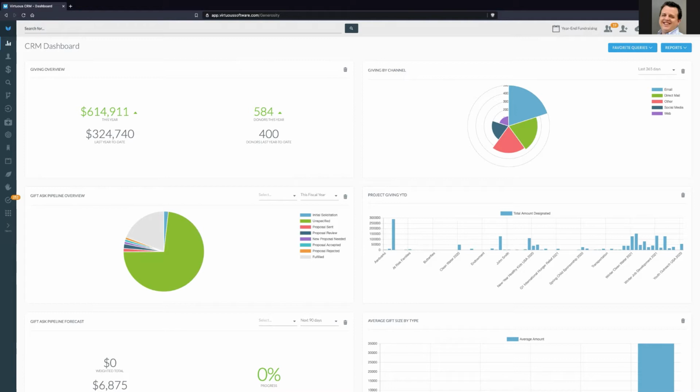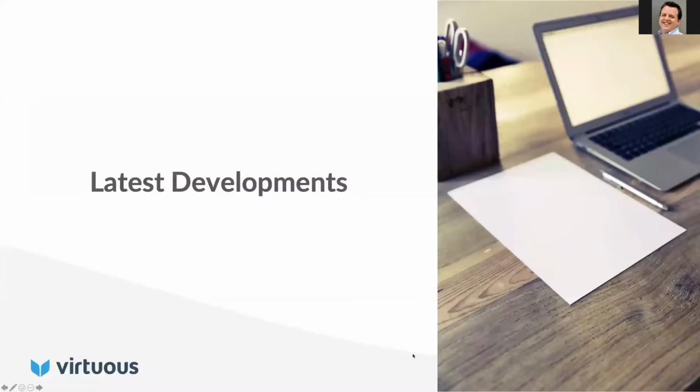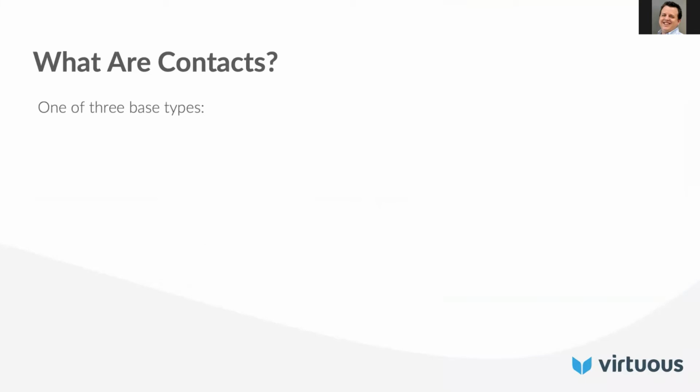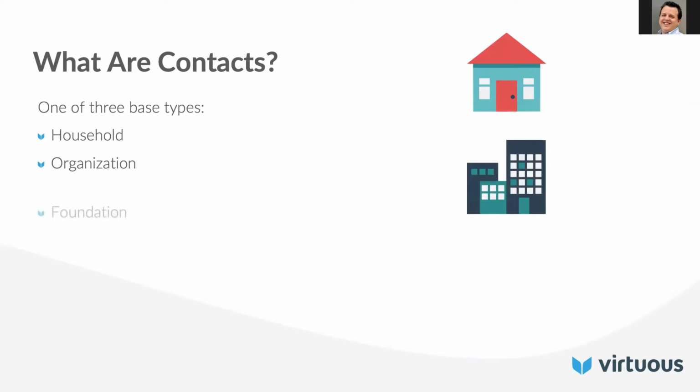So let's go ahead and dive into some of our featured content here. Okay, and we want to take a look again at some of these basic concepts in Virtuous, most basic of them being, what the heck are contacts, right? What is a contact in Virtuous? Now, if you want to get into the really basic textbook definition, a contact is a record in Virtuous, and it can have one of 3 base types, right? It could be a household, you could have an organization, or you could have a foundation. Okay, those are my contacts.